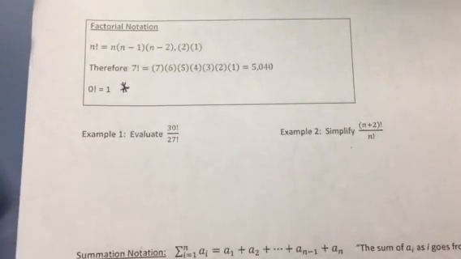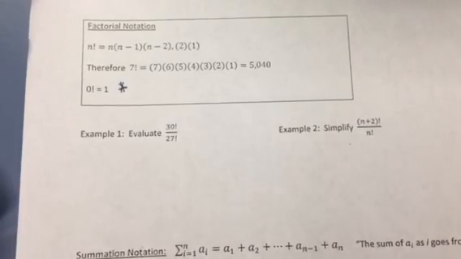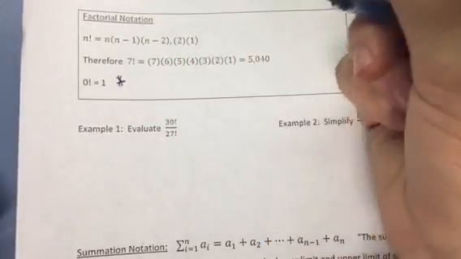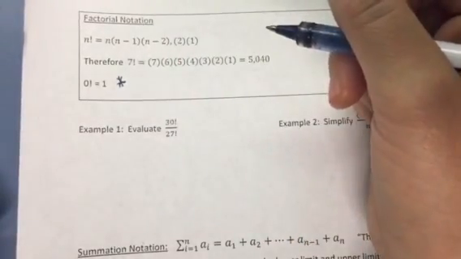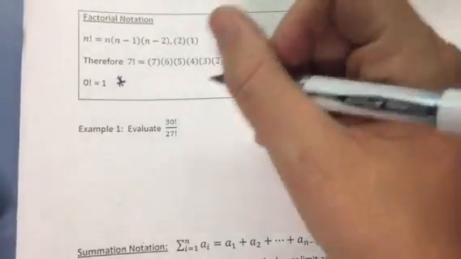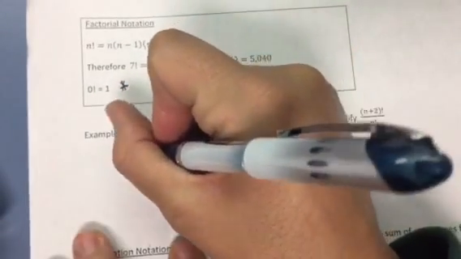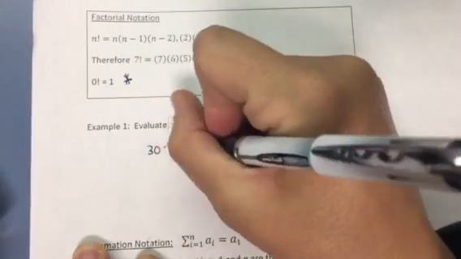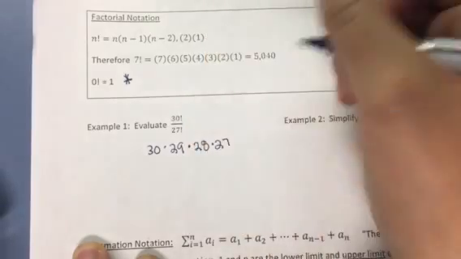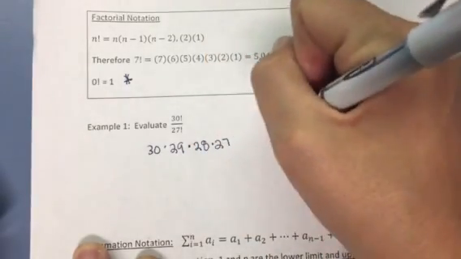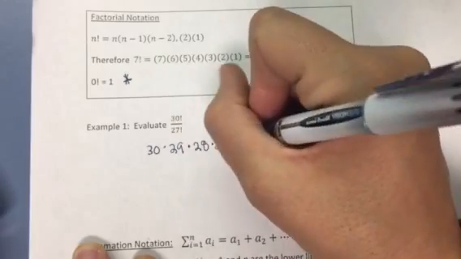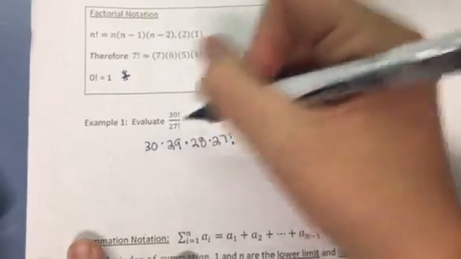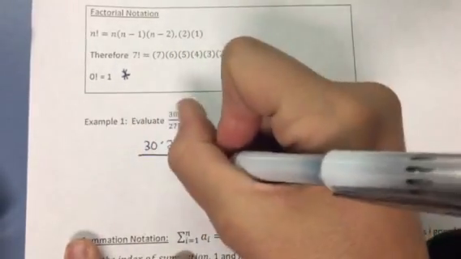In example 1, we don't need the calculator for either of these examples. We just need a little bit of logic. If I want to evaluate this, there's a way to do it without having to multiply 30 times 29 all the way down to 1. 30 factorial is the same as 30 times 29 times 28 times 27, and then I keep going, but that's the same as 27 factorial. The reason I'm stopping at 27 is I notice my denominator is 27 factorial.